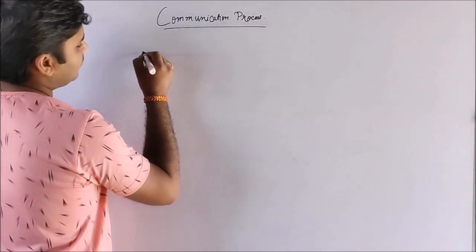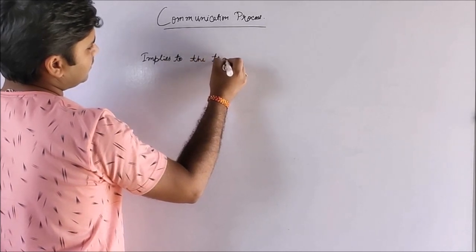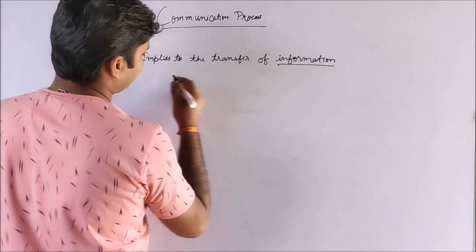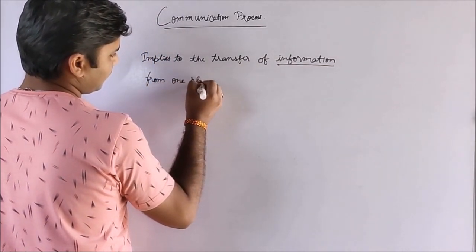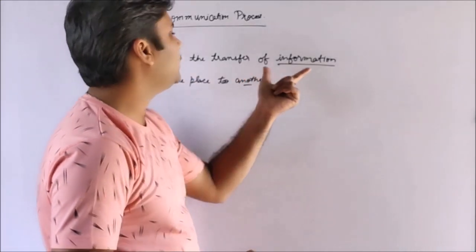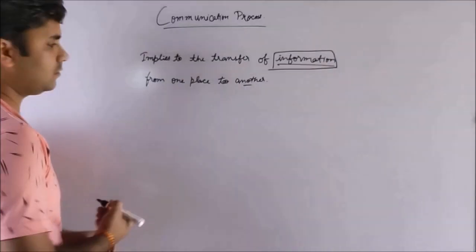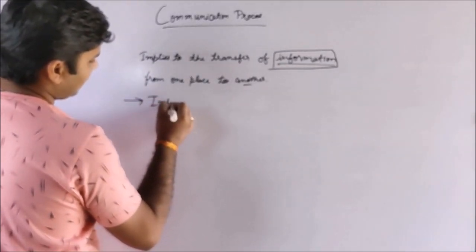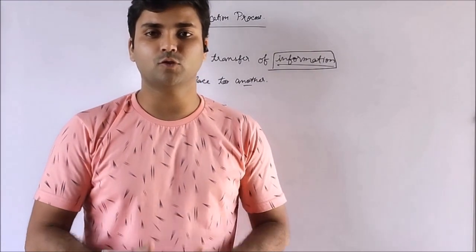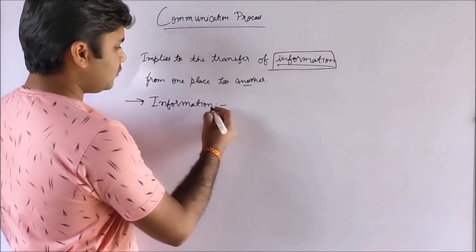We can also write that communication implies the transfer of information from one place to another. The most important thing to notice in this sentence is this information. What is this information? Information is the main subject which we are trying to send, or which we are trying to say to the other person.